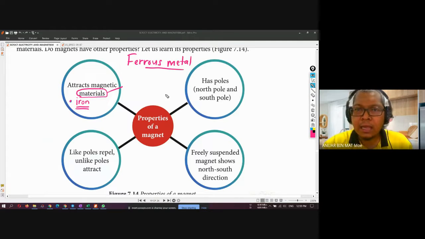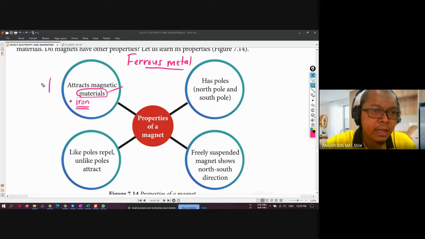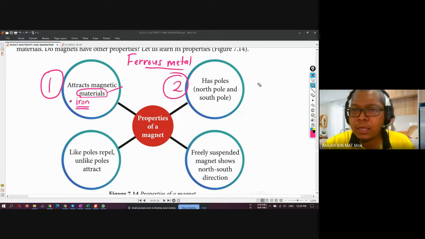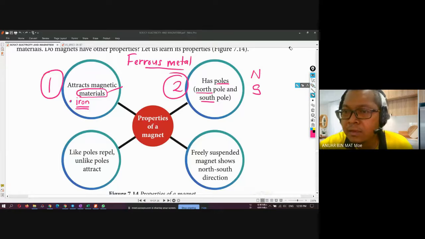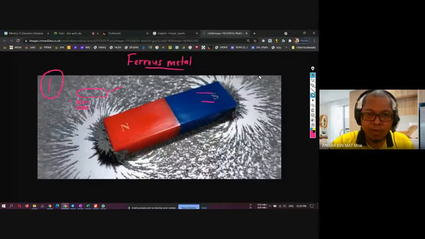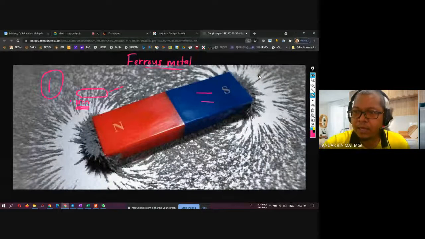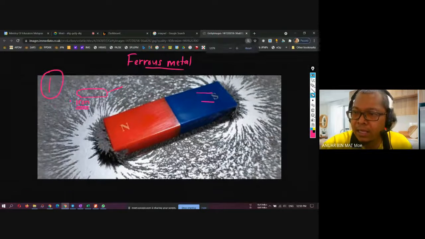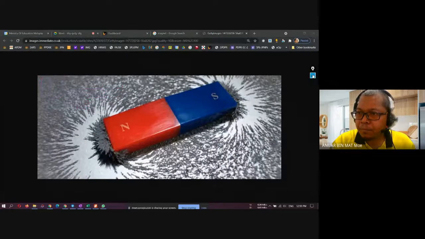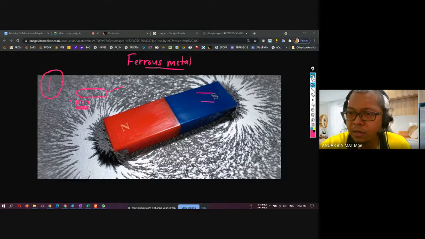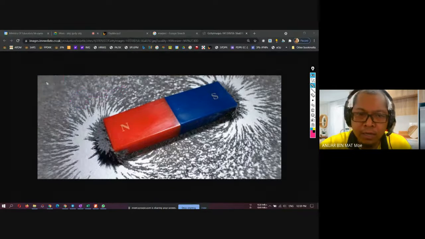Next, property number 2: it has poles. One is north, one is south. For example, over here, if I draw, one is north and one is south. This is what we call a pole.